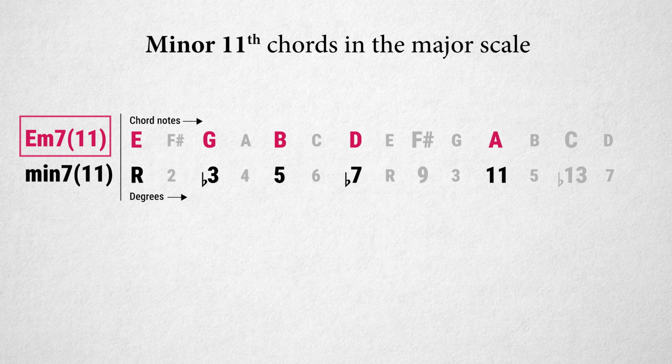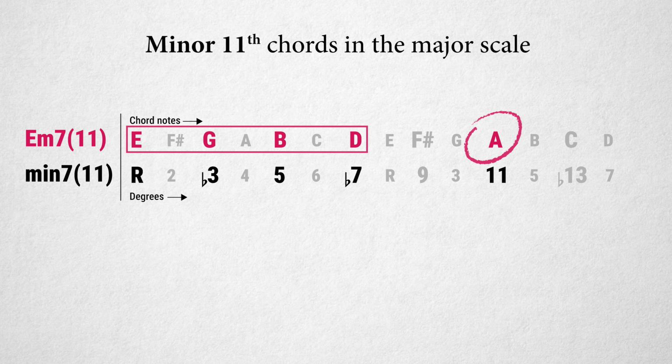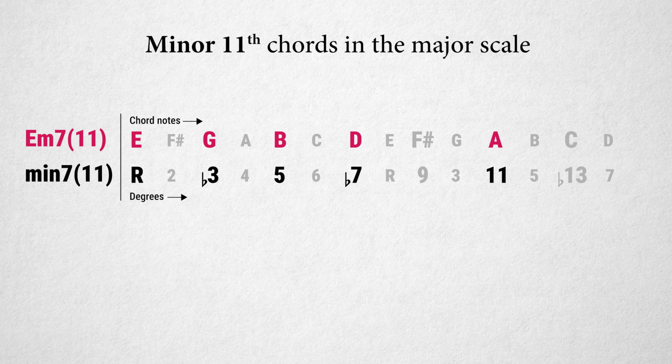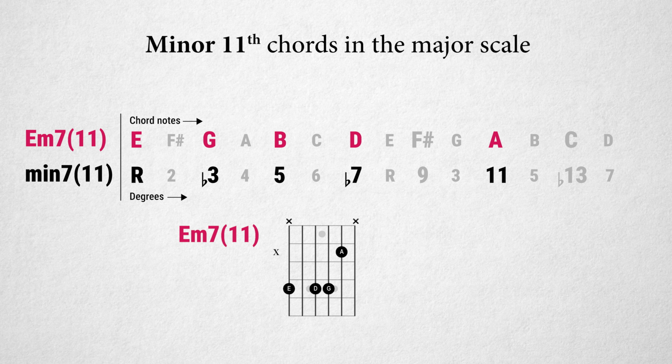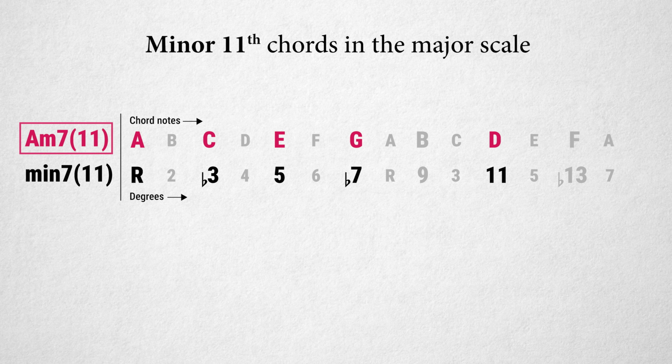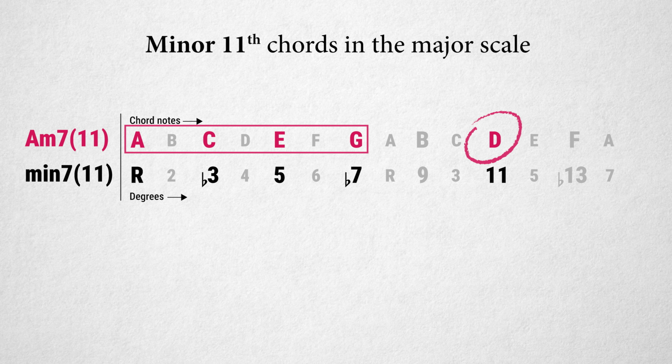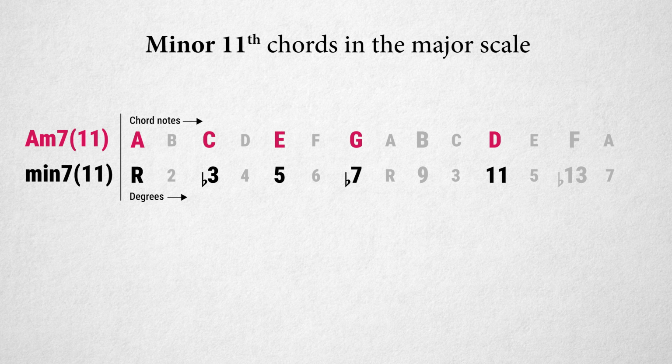And we'll get an E minor 7 11 by adding the note A to the E minor 7 chord. Again, the note A is the 4th and 11th in the scale of E minor. And we'll get an A minor 7 11 chord by adding the note D to the A minor 7 chord. D is the 4th and 11th note in the A minor scale.